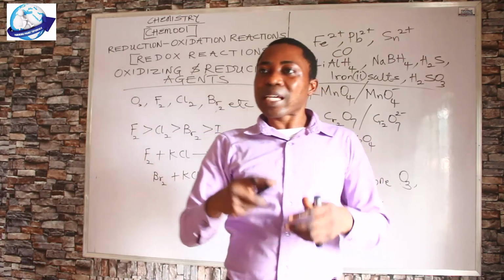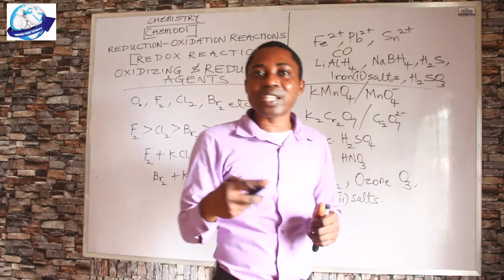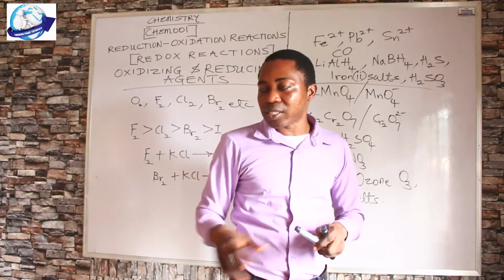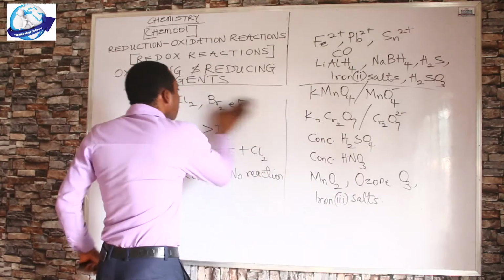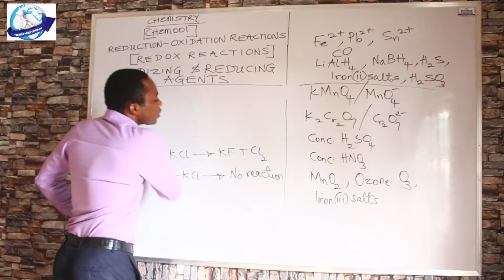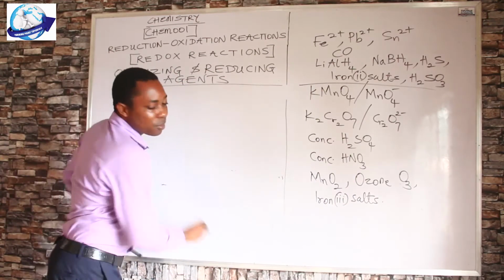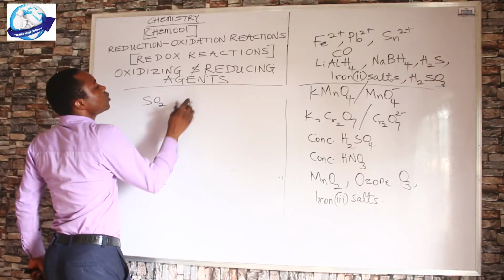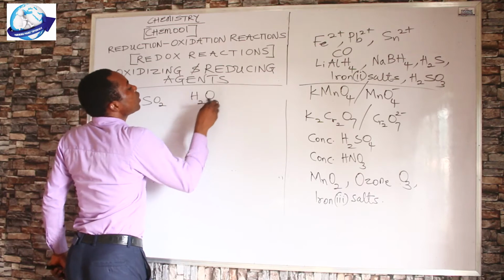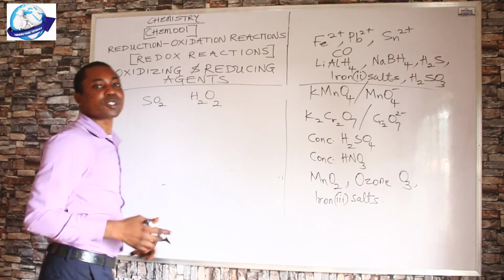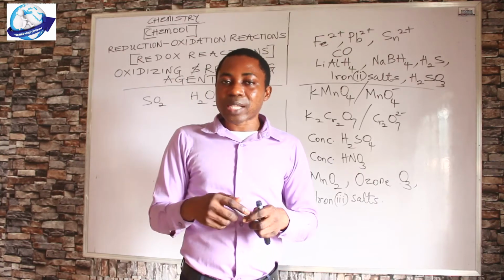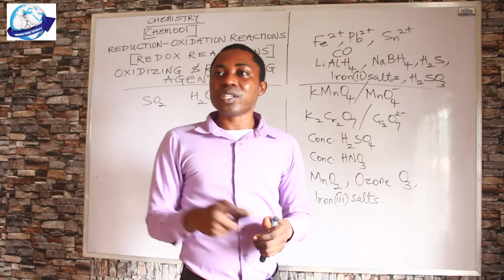Now, some substances can actually act as both oxidizing agents and reducing agents. Substances like what? Let's give two examples: SO2 and hydrogen peroxide. These are examples of substances that can act as both oxidizing agents as well as reducing agents.